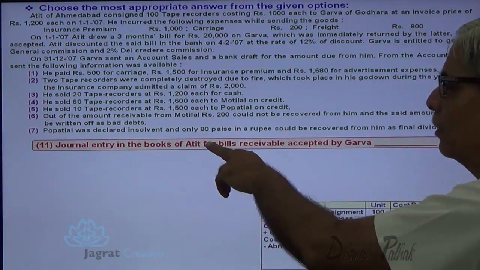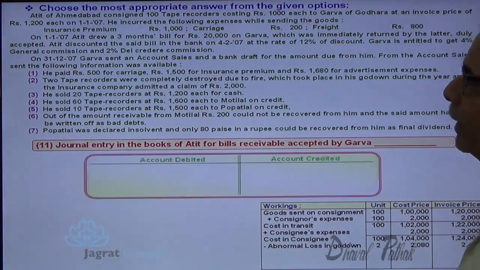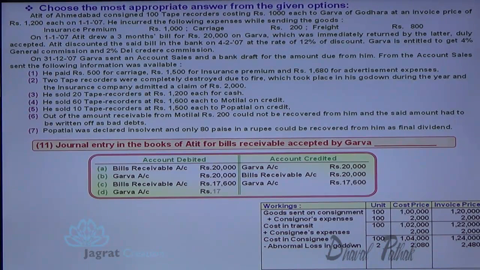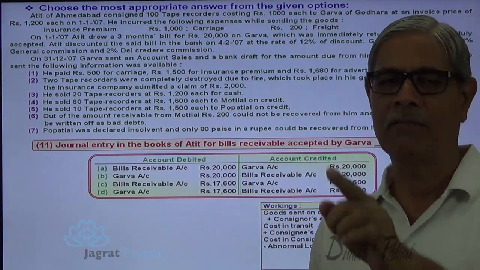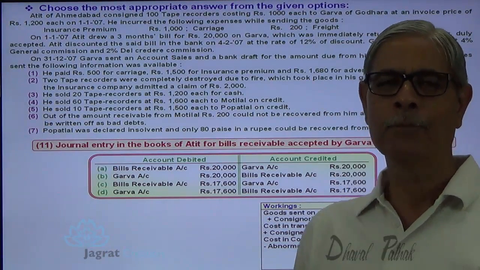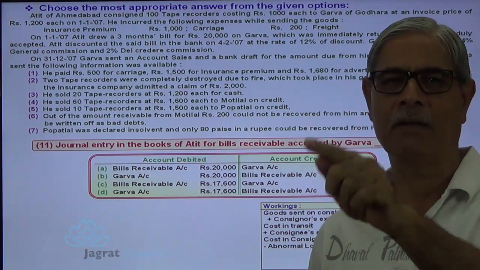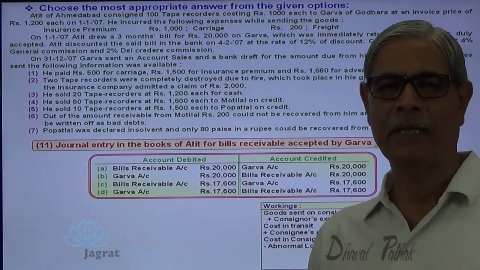Journal entry in the books of Atit for bills receivable accepted by Gaurav. So this is the information relevant for it. Various 4 options are given to you for the journal entries. Gaurav is a consignee. Consignee has accepted the bills receivable drawn by the consigner. Acceptor is a giver. Gaurav is an acceptor. Gaurav is giver. Credit the giver. Gaurav account is to be credited.